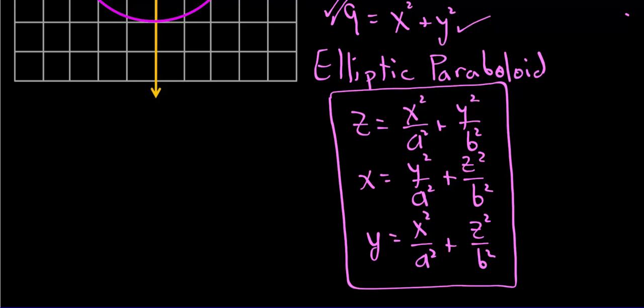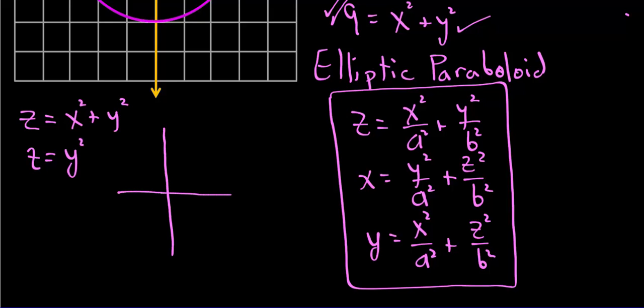Now let's keep on investigating this z equals x squared plus y squared a little bit longer. Let's suppose that we set x equals 0. So if x equals 0, we have z equals y squared. Let's see what this looks like. We have this plane here. We have y and we have z, and here's what this looks like.